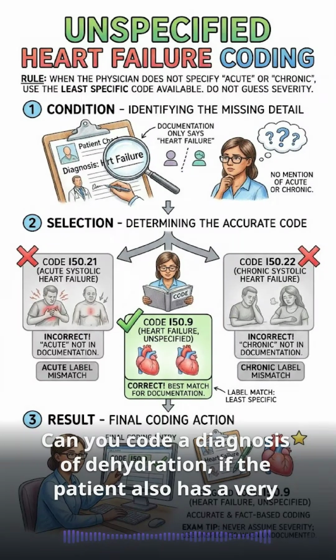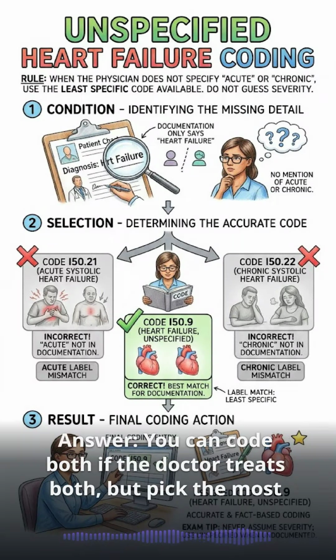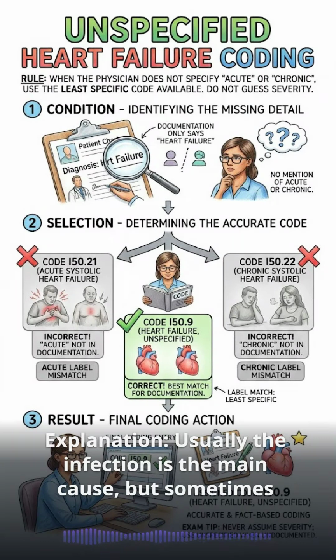65. Can you code a diagnosis of dehydration if the patient also has a very severe UTI? You can code both if the doctor treats both, but pick the most severe as principal. Usually the infection is the main cause, but sometimes the dehydration is the bigger medical problem.